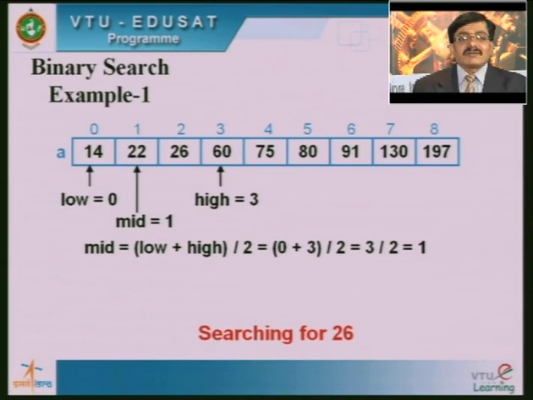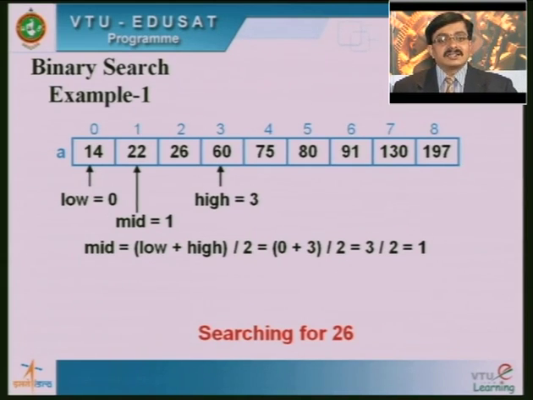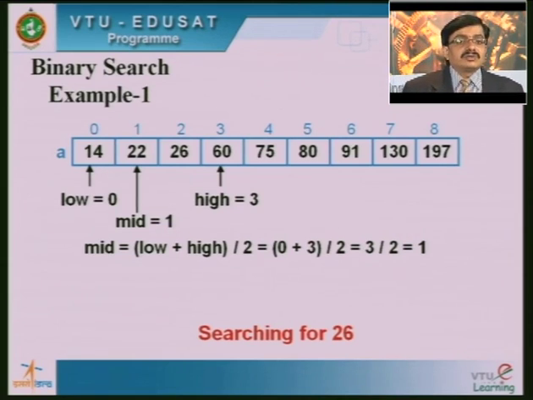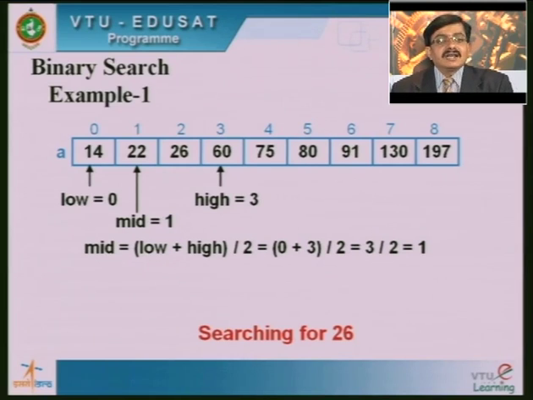Exact division we cannot perform here because we have an even number of elements. In the previous case 75 was the exact middle element because 9 elements were there, but here we have an even number of elements, we do not get the exact middle position, but we take one position towards the left array. So here 22 is the middle element, and to the left of 22 I have 14, and to the right of 22 we have 26 and 60.